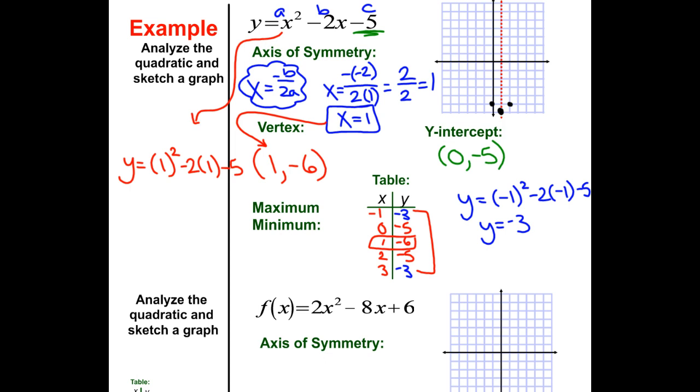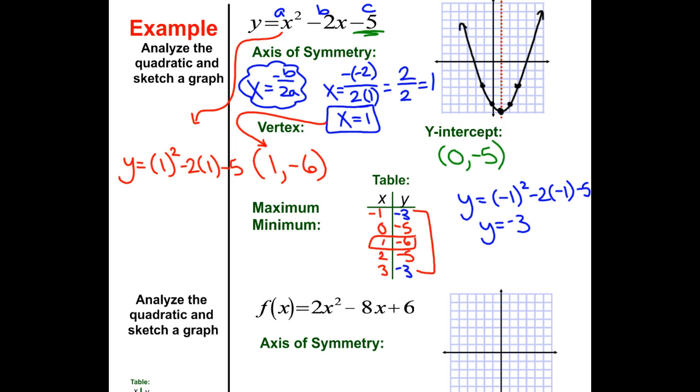So negative 1, 1, 2, 3. And I have positive 3, negative 3. And you can look, they're mirrored over that axis of symmetry. Now I just connect my dots, and that's my sketch of my parabola.